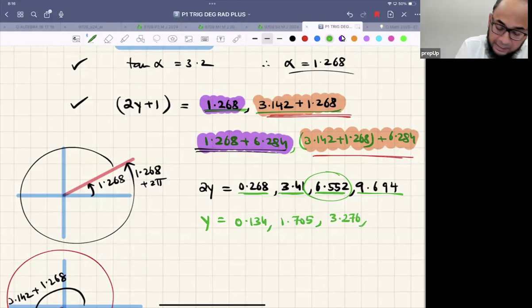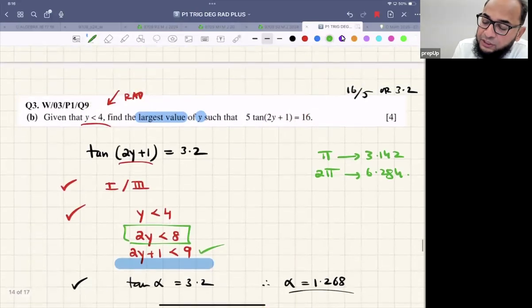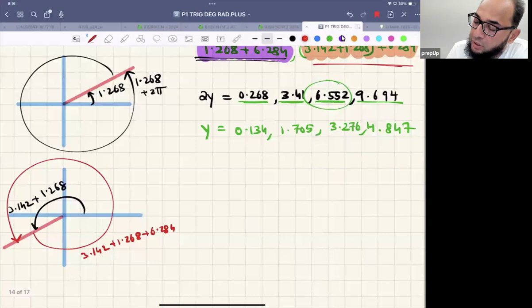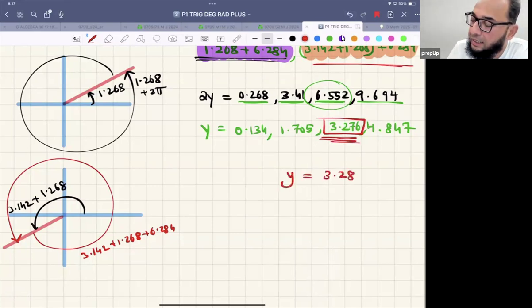And last but not the least, 9.694 divided by 2. This comes out to be 4.847. Out of all these, which one is the greatest value in this range? The greatest value is this one, which is 3.276. So therefore, y is 3.28, correct to 3 significant figures.